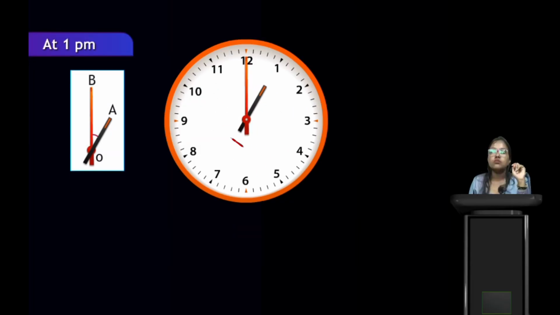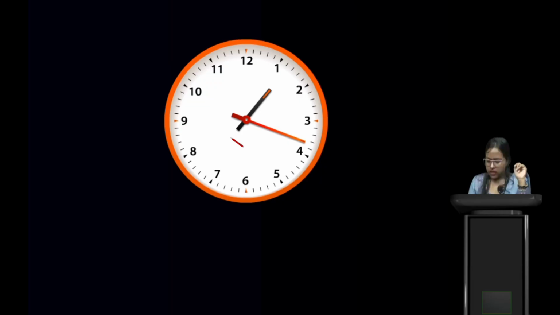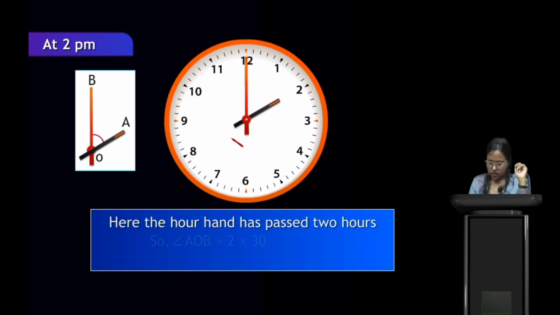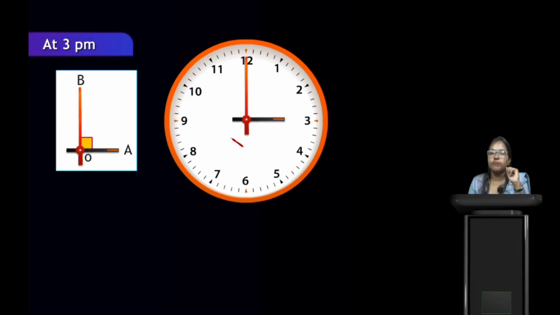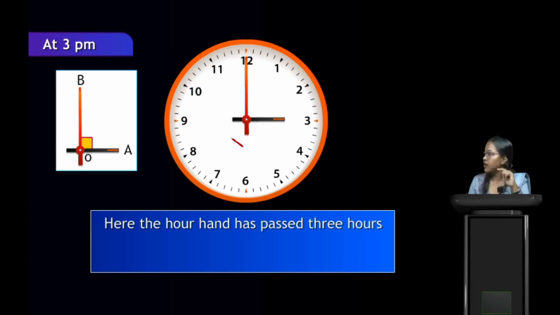0 degree. Now, when it is 1 p.m., that time how much angle it created? 30 degree. Okay. Now, when it is 2 p.m., that time how much angle it created? 2 into 30 or 30 plus 30 also we can say. So when you write 2 into 30, that means what? 60 degree. Now next, when it is 3 p.m., that time how much angle it created? Here the hour hand has passed 3 hours. So that means how much angle at center? 3 into 30 also if you do, again you are getting 90 degree.